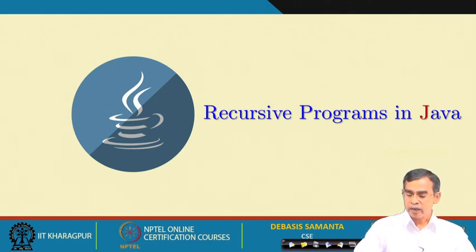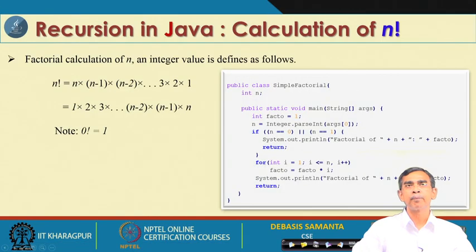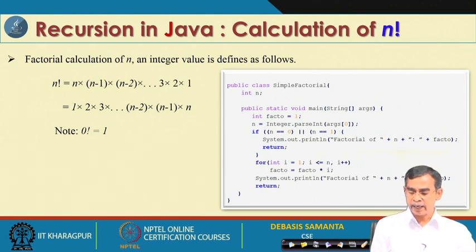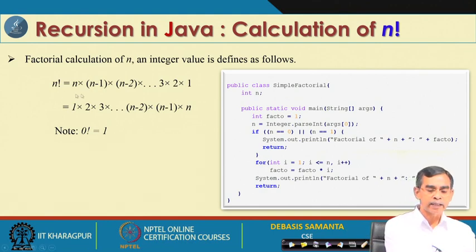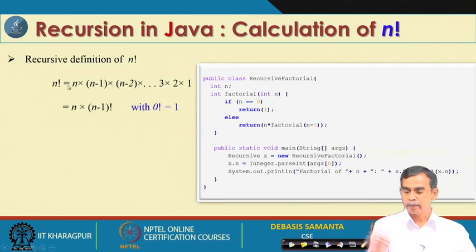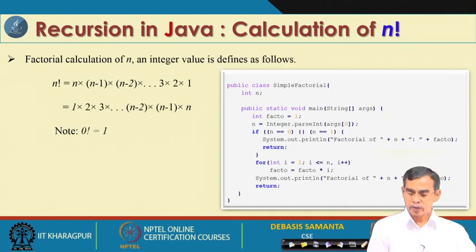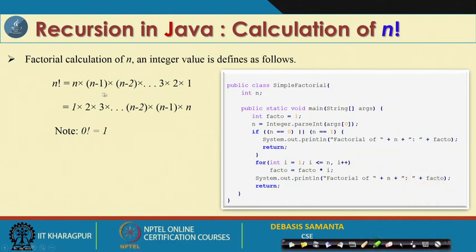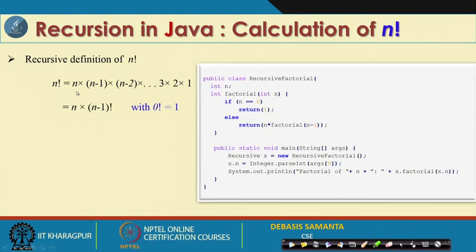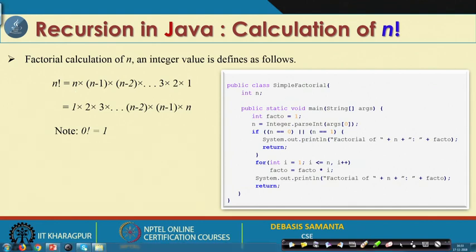Now, let us see how a recursive program can be written in Java. We will consider a simple example. We know the calculation of factorial. So, n factorial is, as we know, the common definition, the product of n down to 1. And we know that 0 factorial equals 1.